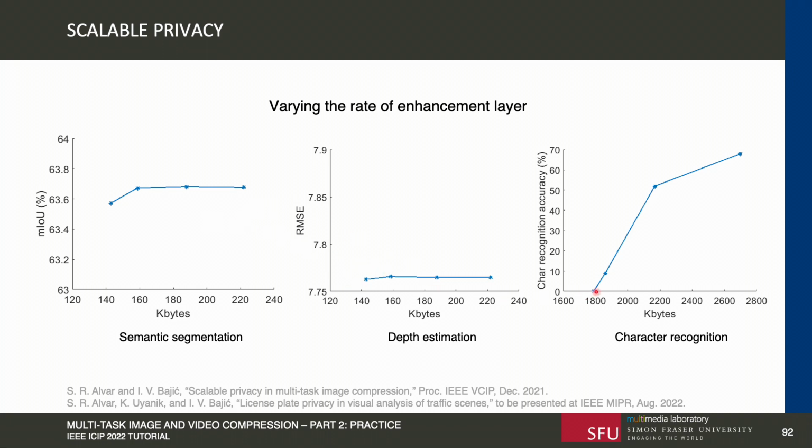And we see that how much you compress these enhancement features has a big effect on the character recognition accuracy. At this point, where essentially it's mostly only the base layer present in the bit stream, virtually no characters can be recognized. But then as you allow more and more bits into the enhancement layer, character recognition accuracy increases, and that's what allows you to scale this amount of privacy, if you will, using the compression of this enhancement layer.